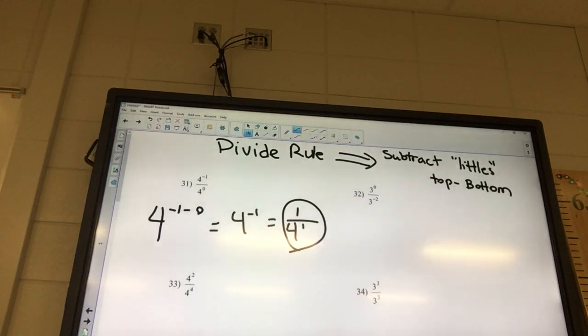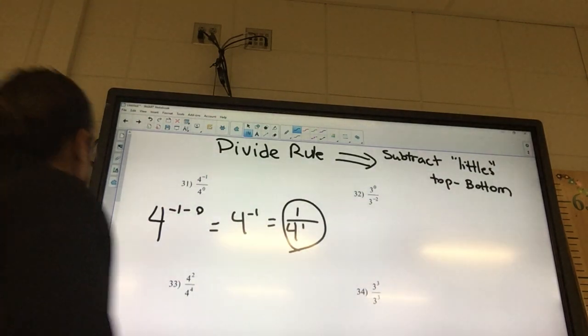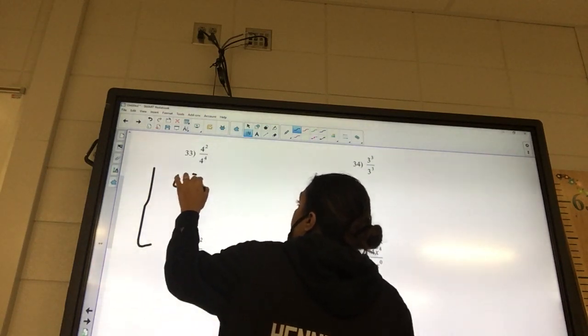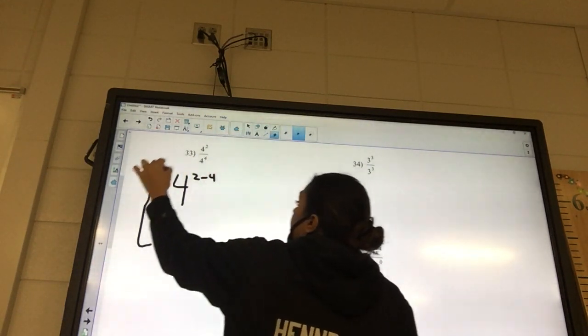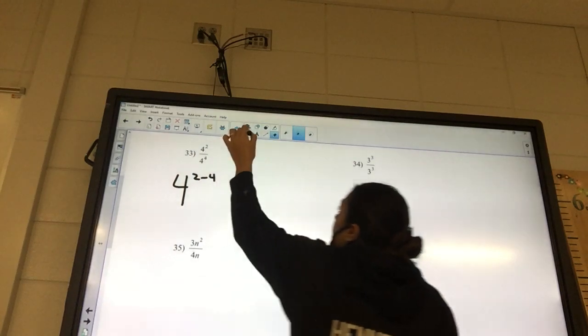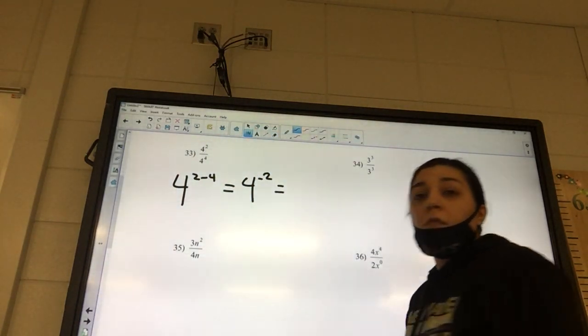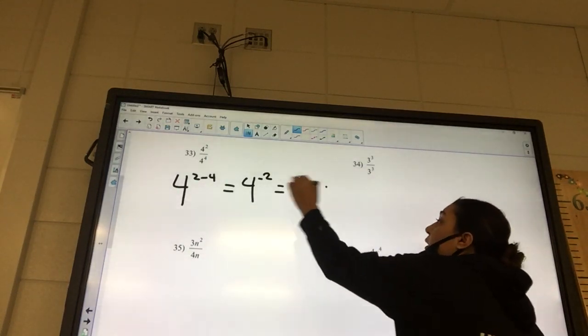Okay, 33. Okay, we're going to keep our big the same. So write down your big. Okay, and you subtract the two little ones. So 4 to the 2 minus 4. So 4 to the -2. And we got to move that negative to the bottom.